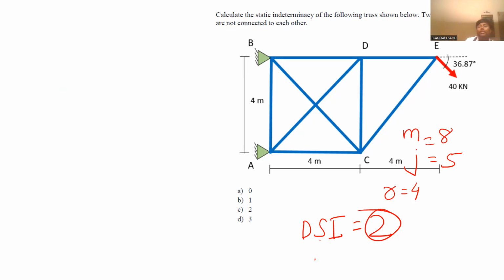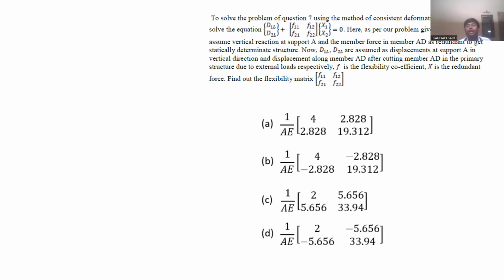Till this point, every question has a DSI value of 1. Now we got a DSI of 2. Here with the increase in DSI, the complexity of the problem will increase, because your unknowns will increase. So obviously the complexity of the problem will increase. So let us read this question, then we will solve.